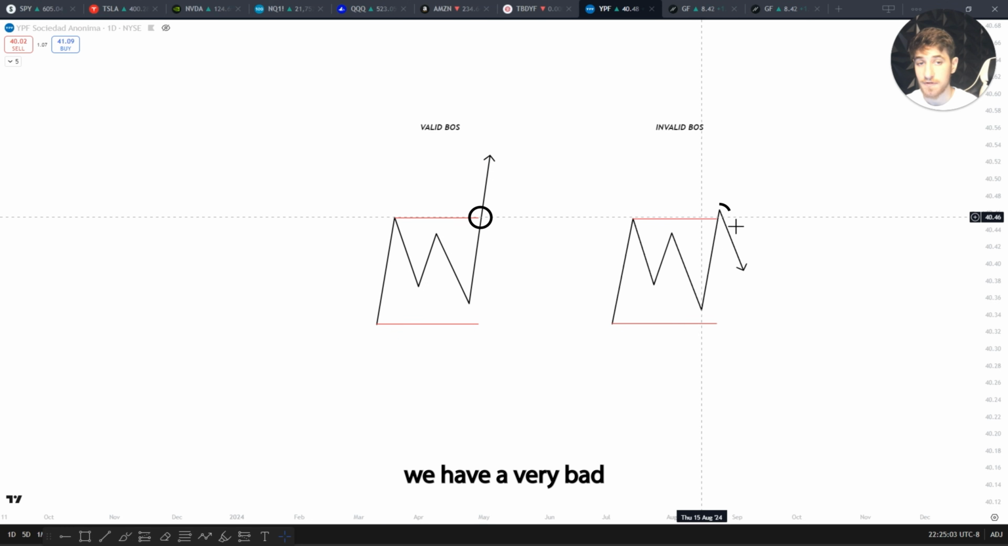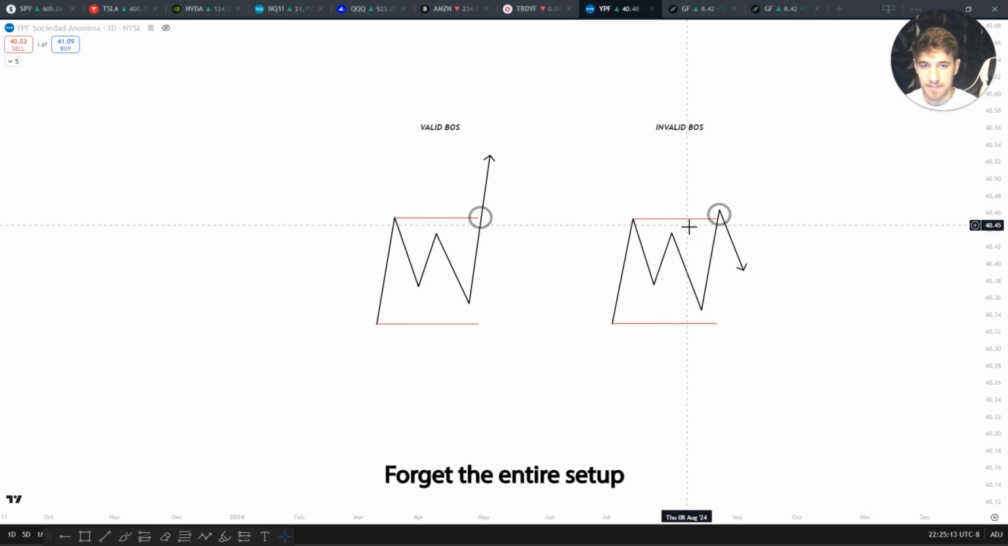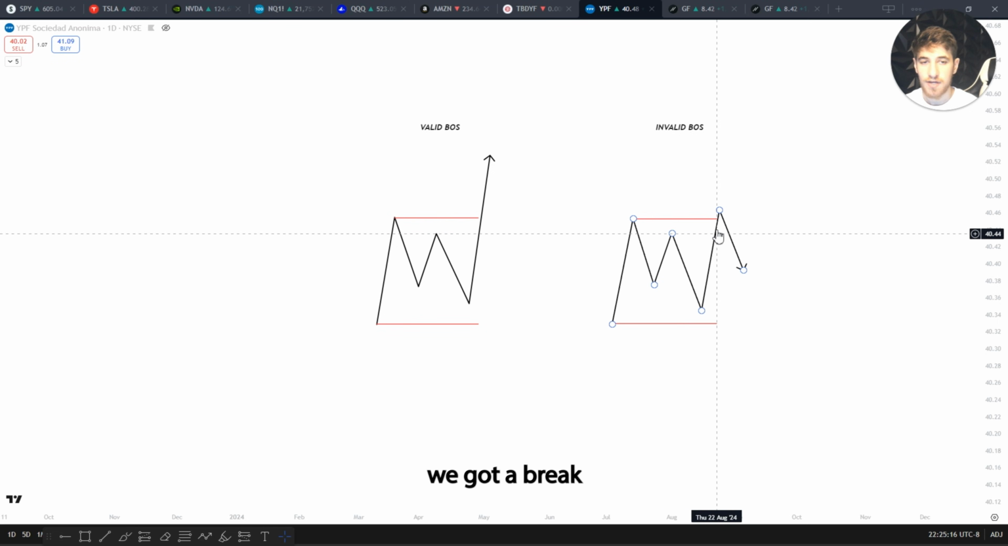Over here, we have a very bad break of structure. If this is a bad one, we're not even interested in the entire setup itself, okay? So if the first step is done, it doesn't work, forget the entire setup, all right? So in this case, we got a break, but do you guys see how it instantly rejects right back down? We don't want to see that. We don't want to have that in our setup. We ignore this as much as possible.